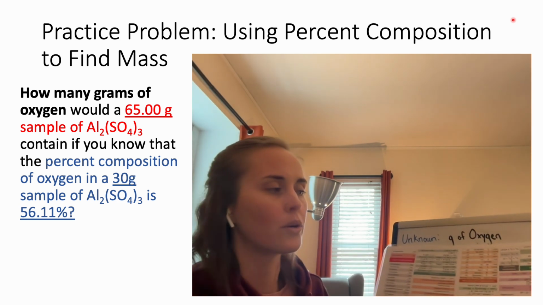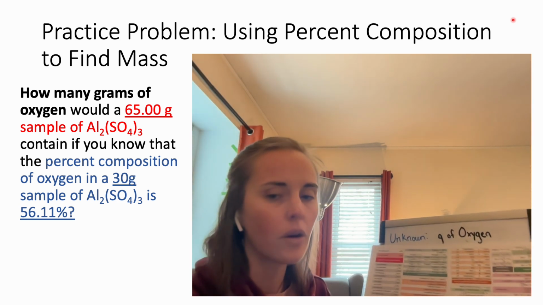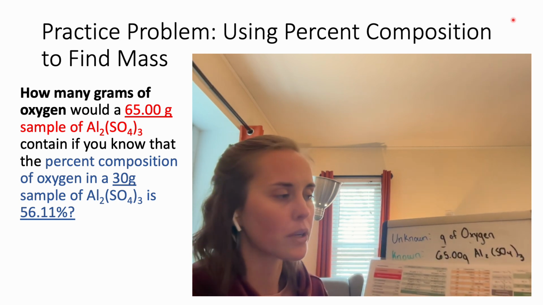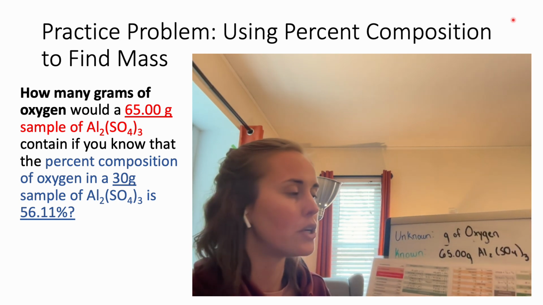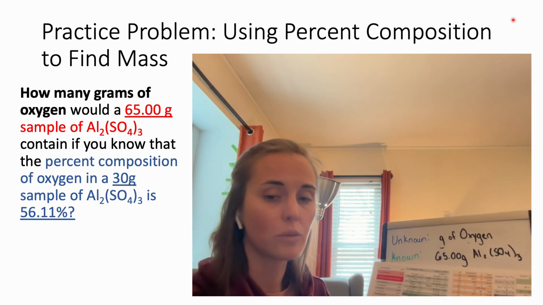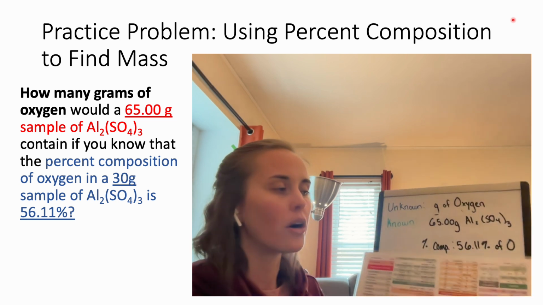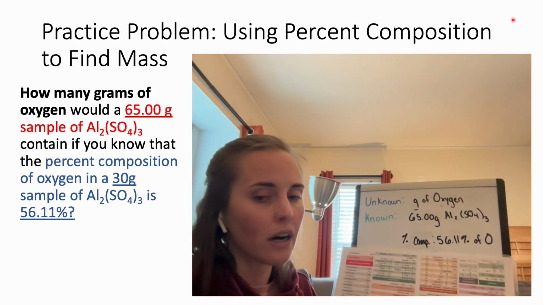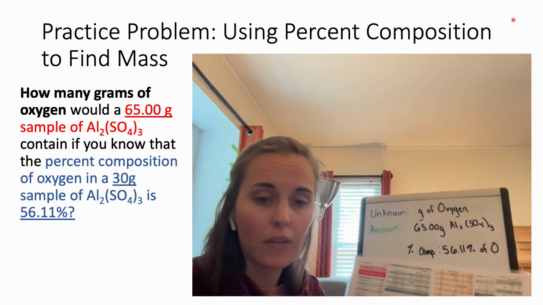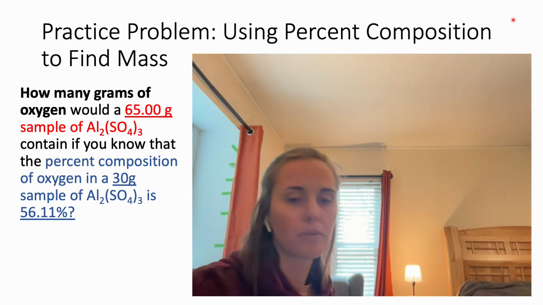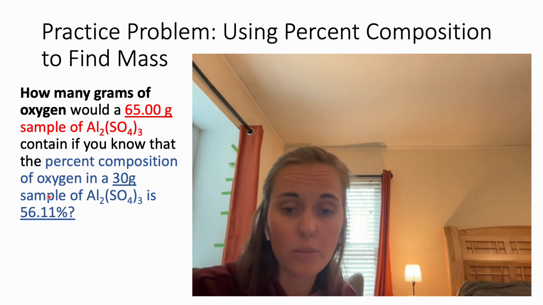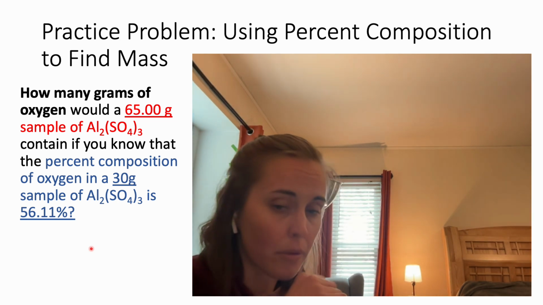Always start with what you're looking for. What is our unknown? We want to find our grams of oxygen. Next, we're going to write out all of our knowns. We know that there is 65.00 grams of aluminum sulfate. That is the sample size we're working with at the moment. We also know that the percent composition of oxygen is 56.11%. Now, there's a third number given, and that's a 30 gram sample. This was the previous sample size, and that is how they calculated this percentage of oxygen.